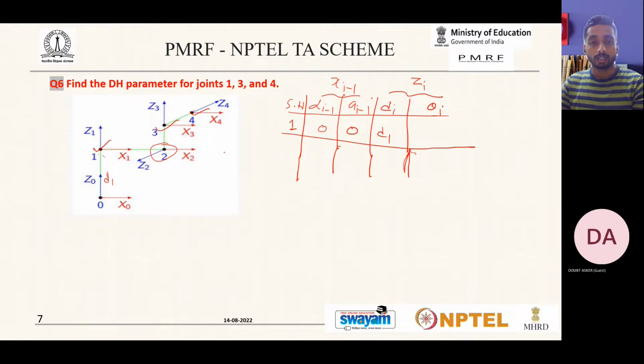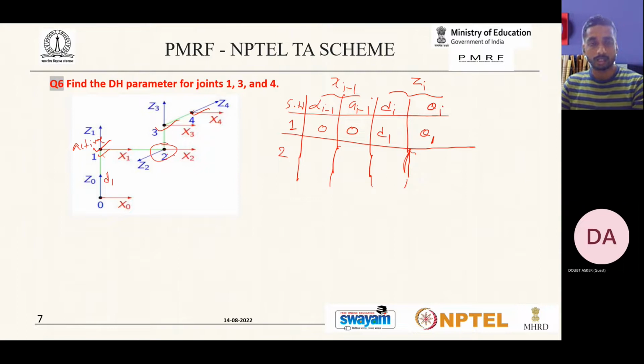And now this theta i. Suppose this joint one is nothing but a rotation. So there's zero difference between Z0 and Z1, but this rotation can be represented by theta because this is an active joint. Suppose it is an active joint. Now look into the second joint.